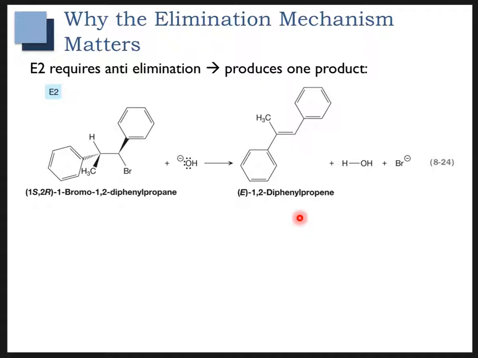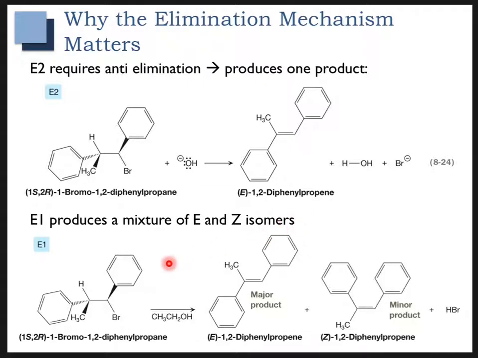Let's see what happens with the E1. In the E1 reaction, that same substrate, so this is the same substrate in both of these reactions, we're just using what we call E1 reaction conditions. You see the same major product, but we're also seeing a fair amount of this minor product over here. So this is not going to be a clean reaction like the E2. The E2 is going to give you one product and one product only. The E1 is going to give you a mixture of E and Z isomers, and we'll talk a little bit later about why one is preferred over the other.